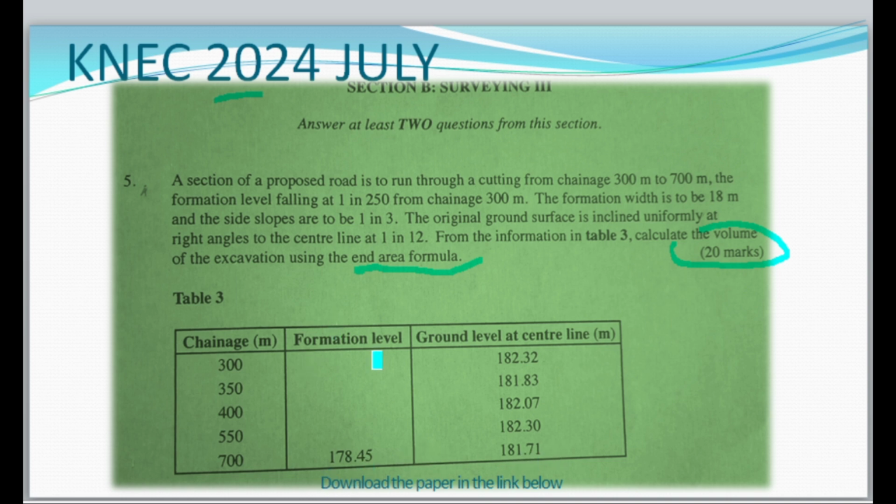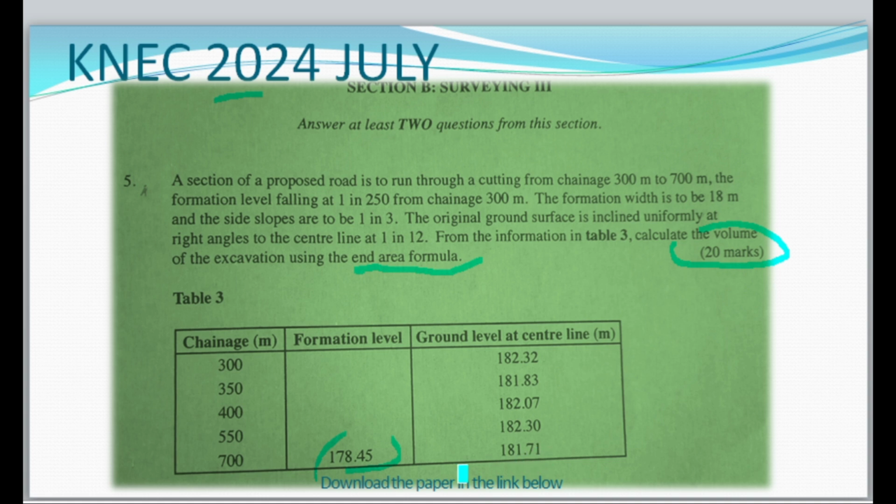So by the look of things, the formational level is an invert level, because you can see all these ground levels are much higher than the formational level. So that means when you are drawing the cross section of the road, this formational level is found below. That is the invert level for all this data. So we have been given the invert level, which is the formational level here, and the point is the last 700 meters. Also we have been given the ground level of that point, we are going to be using those two in order for us to calculate.